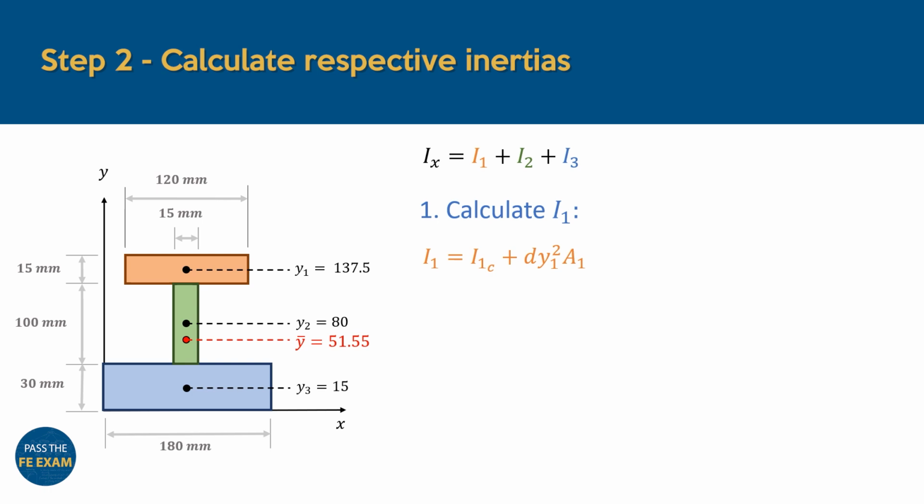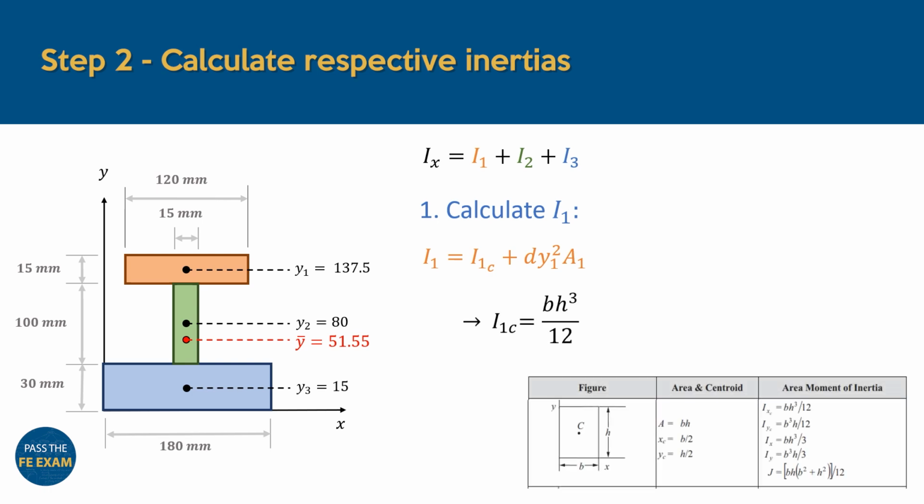Starting off with the inertia of the orange rectangle, the theorem requires that we first calculate the moment of inertia for this shape about its own centroidal axis. For this, we consult the FE handbook and find the formula to be base times height cubed divided by 12. We then substitute the base as 120 millimeters and its height as 15 millimeters to find that the rectangle has an inertia of 33,750 millimeters to the power 4.